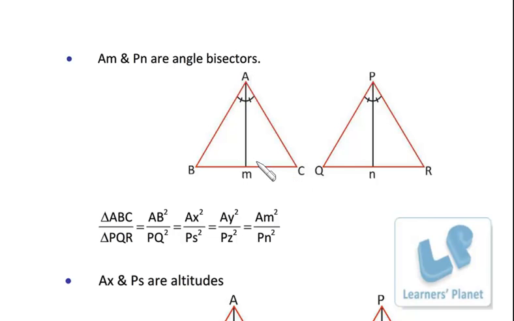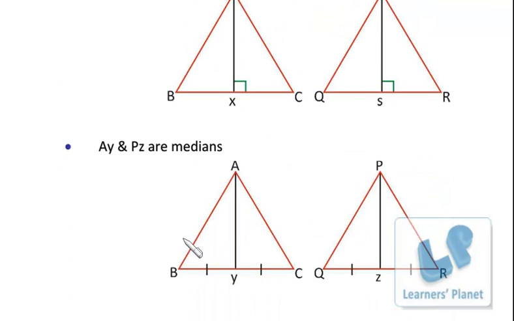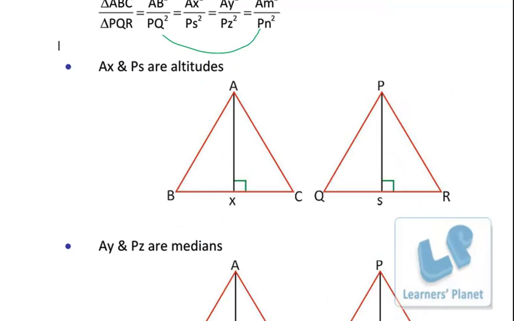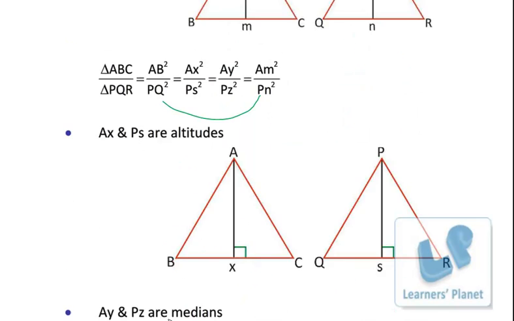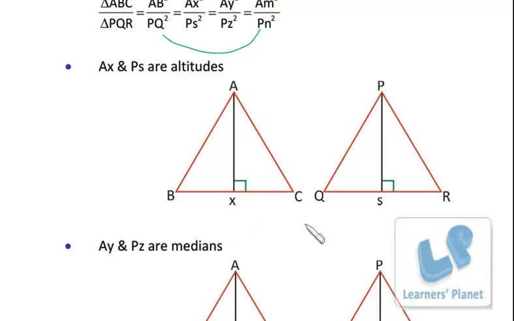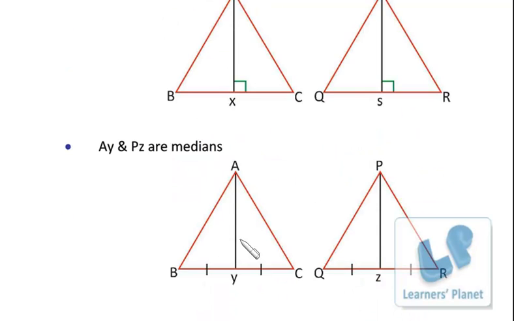Just with the help of the diagram, I am showing it once again, where AM and PN are angle bisectors. Ratio of areas is equal to AB square by PQ square, where AB and PQ are sides of these triangles, which is equal to AM square by PN square, right? Similarly, AX and PS are altitudes and AY and PZ are medians. You can see it over here: these are altitudes, these are medians, and these are angle bisectors. So the ratio of areas AB square by PQ square is equal to AX square by PS square, that is altitudes, and AY square by PZ square, that is medians.